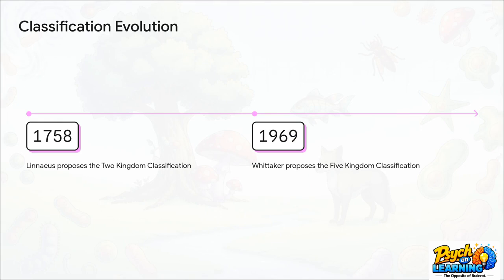Scientists realized they needed a much better map, and I mean a massive leap forward. We jump from Linnaeus's basic idea in 1758 all the way to a revolutionary upgrade in 1969. To handle all those tricky, rule-breaking organisms, a brilliant scientist named R.H. Whittaker stepped up. He proposed the five-kingdom classification, and let me tell you, this was a total game-changer.